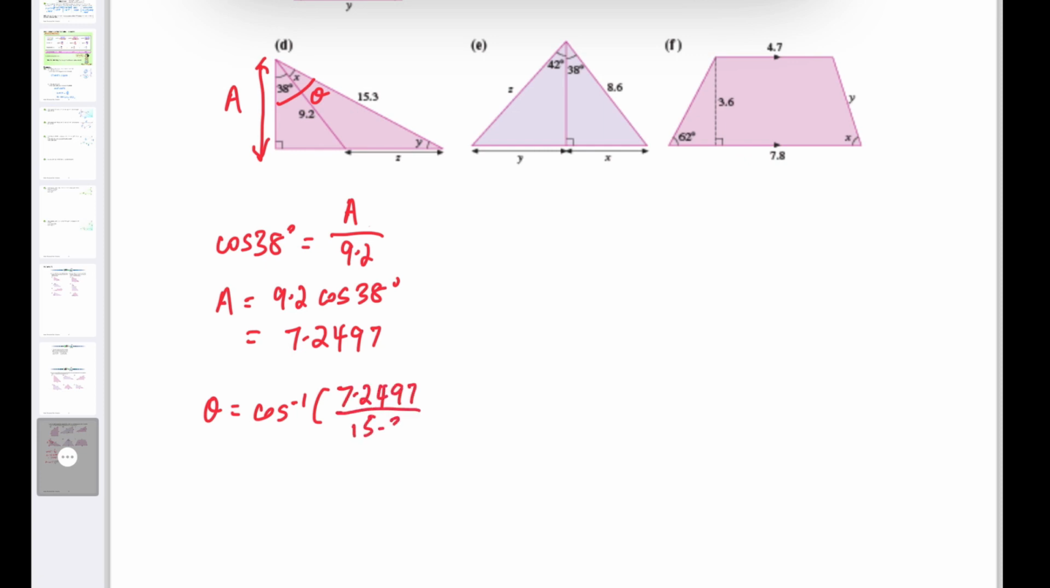So theta equals cosine inverse of A over 15.3, which is cosine inverse of 7.2497 over 15.3, that is 61.7 degrees to 1 dp, which means that x equals 61.7 minus 38, which is 23.7 degrees. Okay.